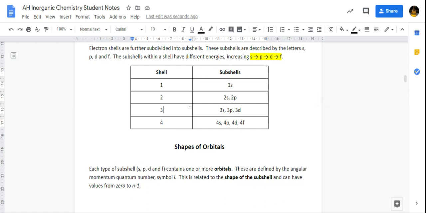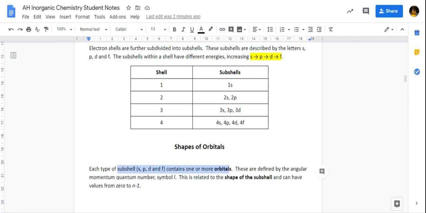In the third shell, there are 3 subshells. The 3s has a value of L equal to 0. The 3p has a value of L equal to 1. And the 3d has a value of L equal to 2. In the fourth shell, it's exactly the same. This time we've got an additional subshell of the 4f, but like I say, we're not going to do very much with the f subshell at all.